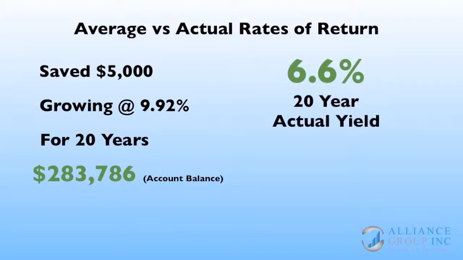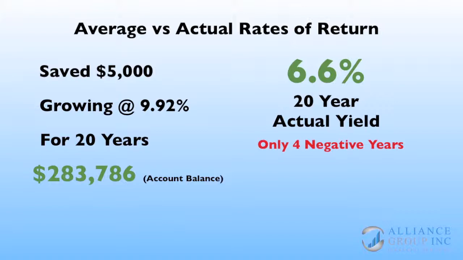The actual yield during that 20-year period was really the much lower number of 6.6%. This much lower rate of return was created by something called market volatility, the positive or negative movement of the market each year being applied to the account balance. So even though there were only 4 years out of the 20 that the market lost money, those negative years had a very significant impact on the actual rate of return.